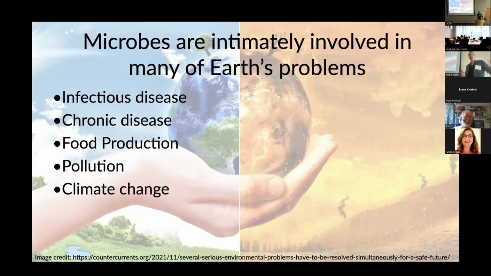How about that? All right, microbes are also intimately involved in many of Earth's problems, including a lot of priority areas for NSF and for NIH. For example, in both animals, including humans and plants, microbes are involved in infectious diseases, obviously, but also chronic diseases. We're finding out a lot about their impact on cancer, on Alzheimer's, on other things in relation to the gut-brain axis. They're involved in food production, they're involved in pollution and biogeochemical cycling, and they're involved in climate change.